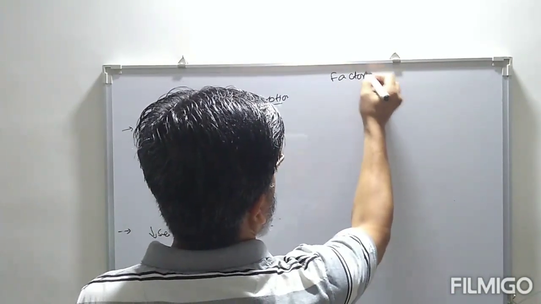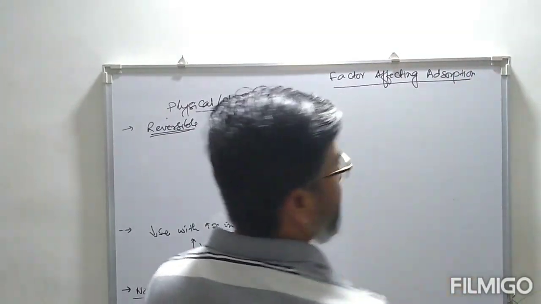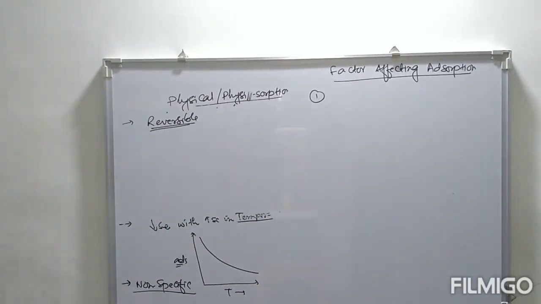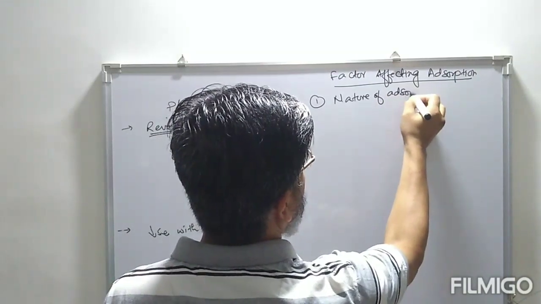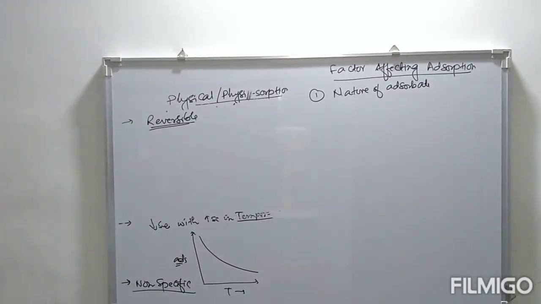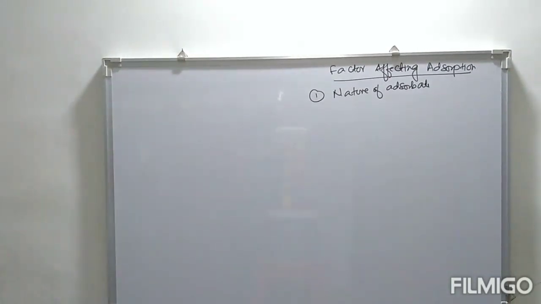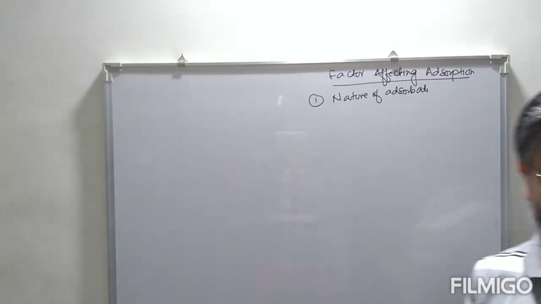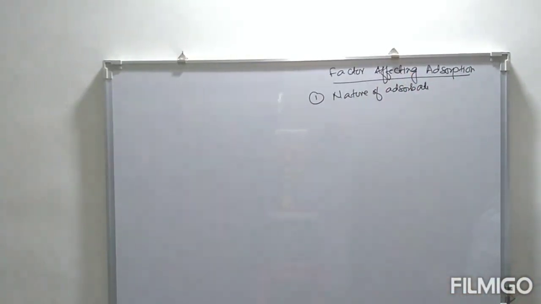So we have factors affecting the adsorption process. The first factor that affects an adsorption process is the nature of the adsorbate molecule. We are discussing adsorption of gas on a solid surface, so the nature of the adsorbate plays a very important role in adsorption. Basically, what we found is that those gas molecules which can be easily liquefied have a strong tendency for adsorption. So gases which are more easily liquefiable show strong adsorption properties.